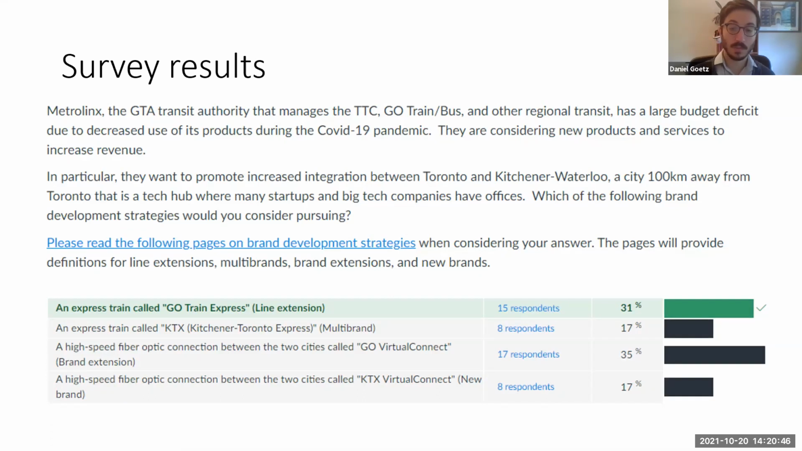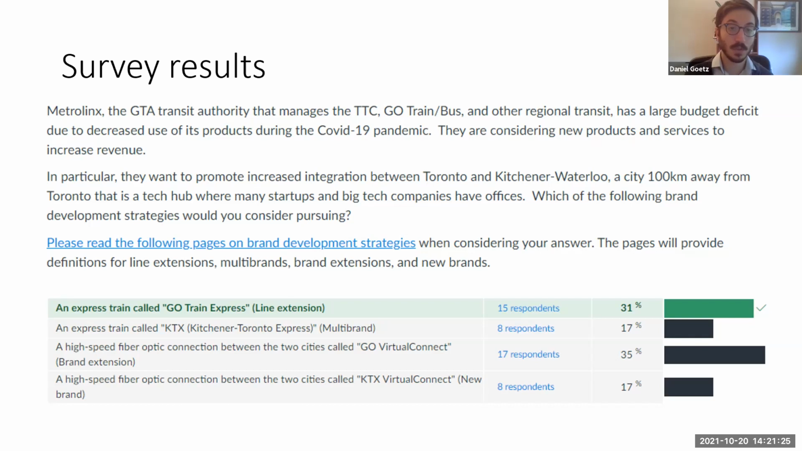Okay, so Go Transit, Go Virtual Connect, the brand association is a good one. People will know that this is offered by a potentially reputable company. And yeah, she thinks that the fiber optic connection is maybe a better value proposition going forward, given people's work from home and study from home habits have changed since the pandemic. All right, Eric writes, Go Virtual Connect is the best option, mainly due to the large budget deficit. Okay, good. So Eric's mentioning the budget deficit.